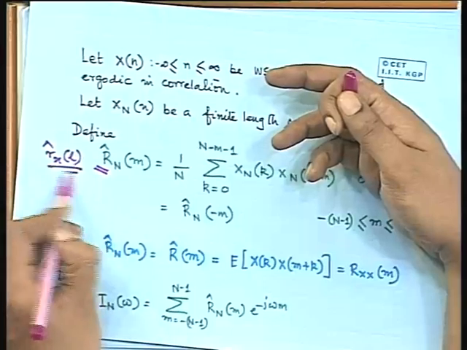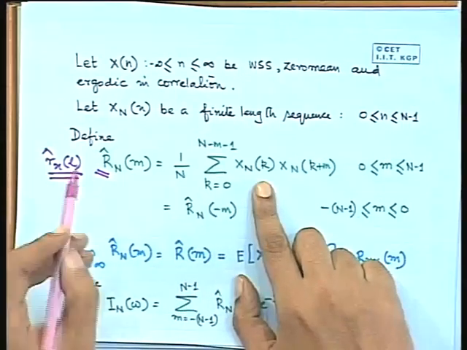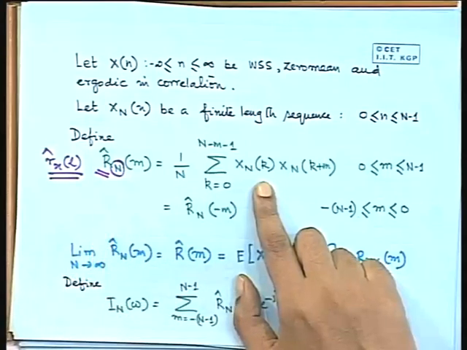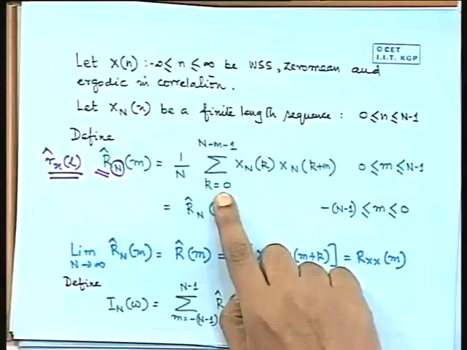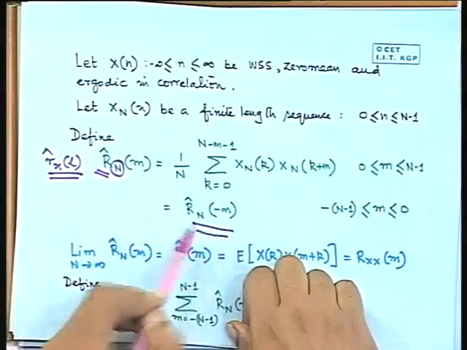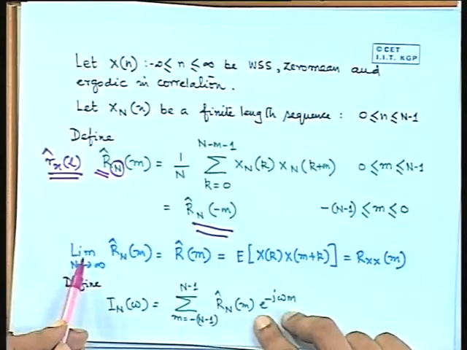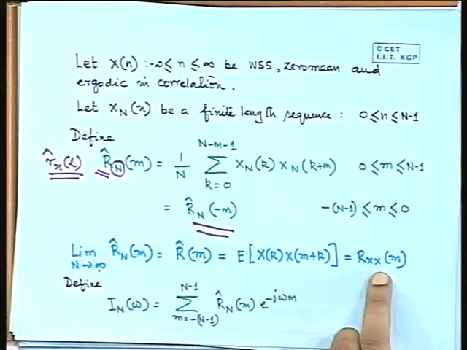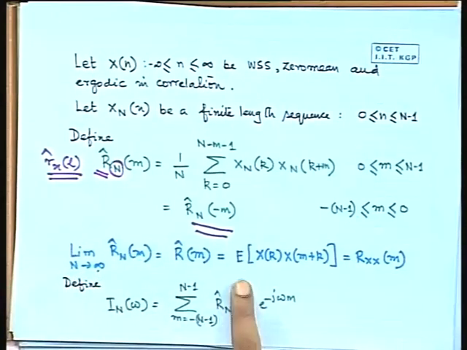Different parts are taken from different references, so sometimes the notation differs, but this is nothing but my same old Rx of l that I had talked about. It is the same thing. Only thing is that I have not put the x index here, rather I have put an n index just to indicate that there are n points. It is a finite length sequence. So this is the formula that we had seen previously, same formula, and what is the limit of n tending to infinity of r hat n m? Obviously it is rxx m.